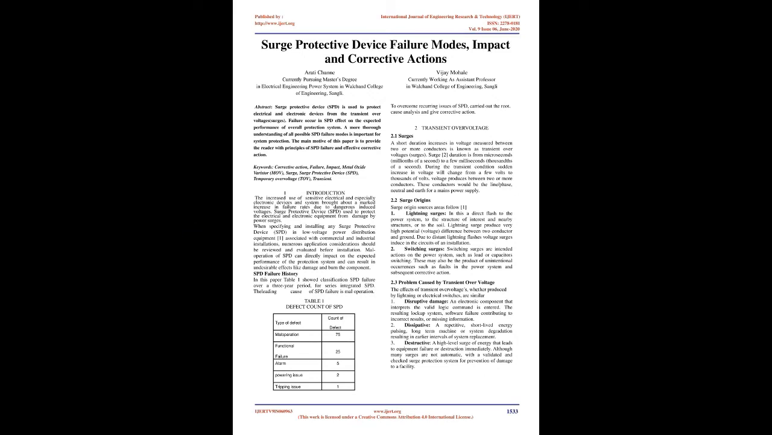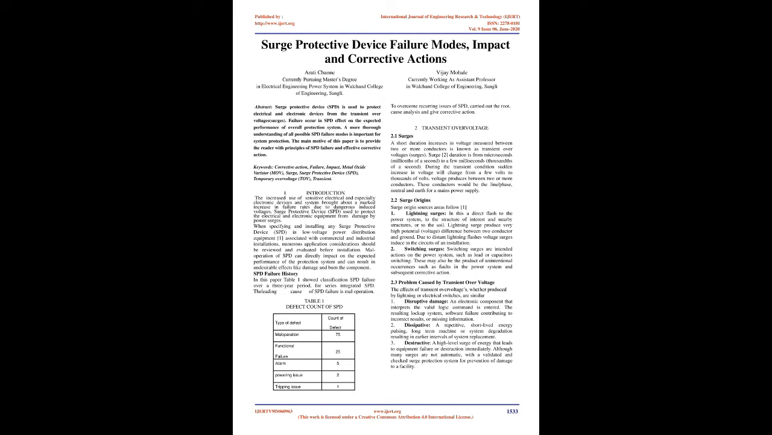2. Transient overvoltage. 2.1 Surges. A short-duration increase in voltage measured between two or more conductors is known as a transient overvoltage, or surge. Surge duration is from microseconds, millionths of a second, to a few milliseconds, thousandths of a second. During the transient condition, the sudden increase in voltage can range from a few volts to thousands of volts, produced between two or more conductors. These conductors would be the line/phase, neutral, and earth for a mains power supply.